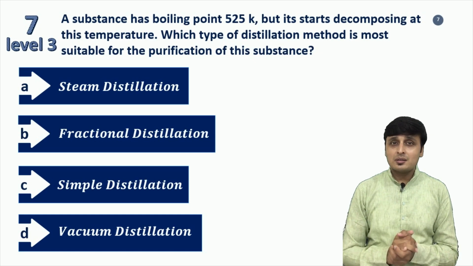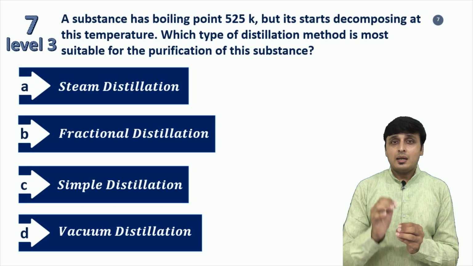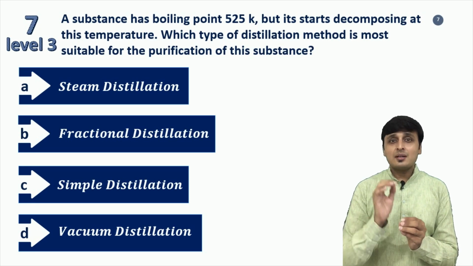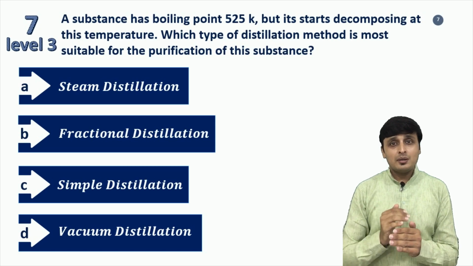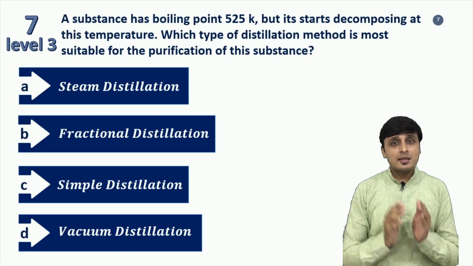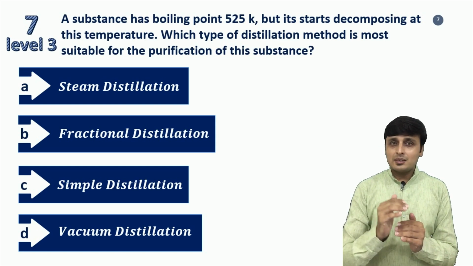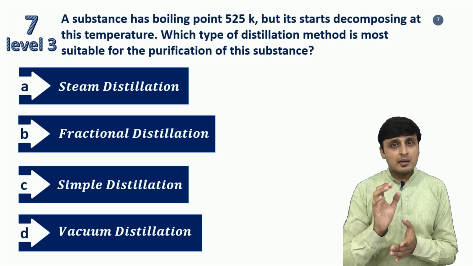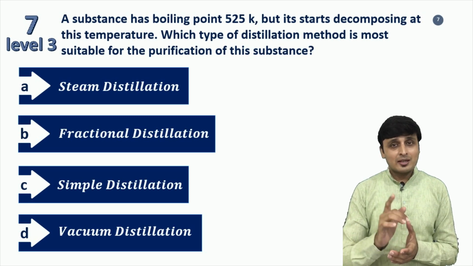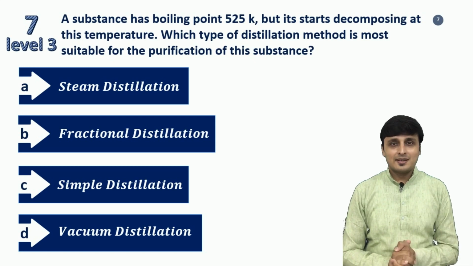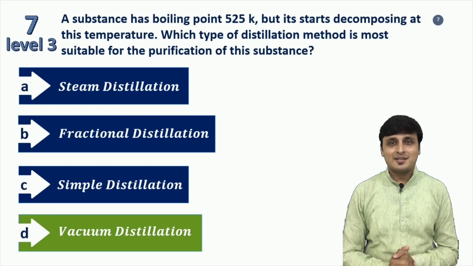And vacuum distillation is the process which is called reduced pressure distillation, and reduced pressure distillation is specifically applied when the compound is sensitive to heat, where the boiling point is reduced and the compound is safely distilled at the other end. Therefore, a compound which is sensitive to temperature can be effectively and safely distilled using the technique called vacuum distillation, and therefore the correct answer for this question is option D, vacuum distillation.